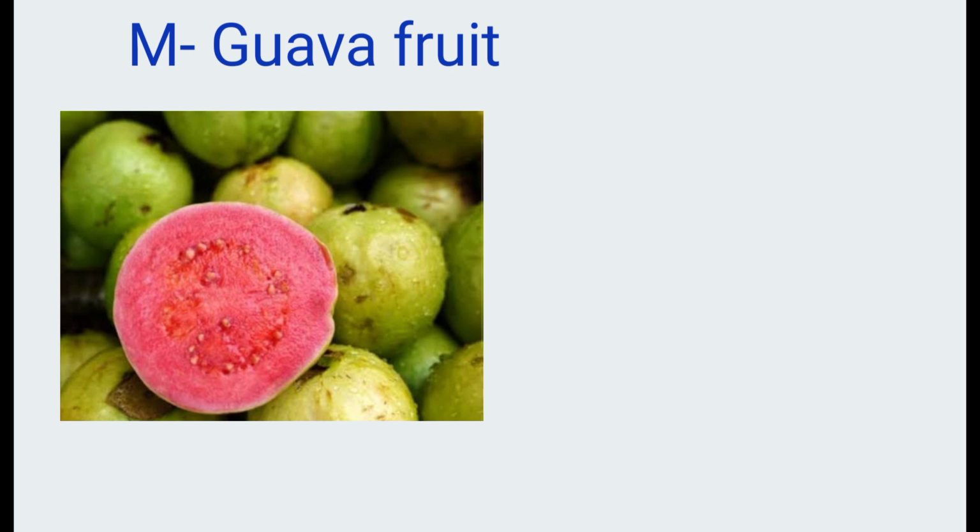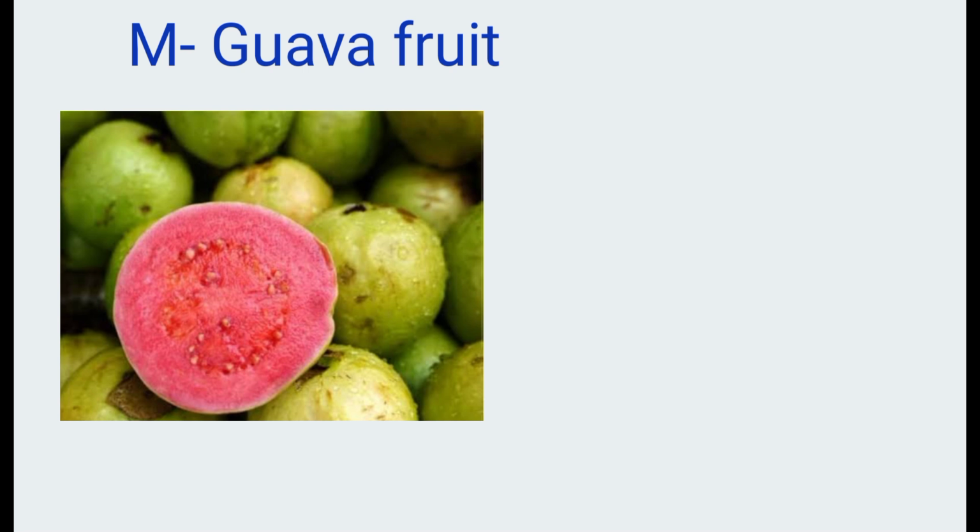Now let's talk about specimen M, guava fruit. Structure: guava fruits are berries with thin skin, fleshy pulp, and numerous small seeds. Pollination is self- and cross-pollination by insects, wind, and sometimes bats. Guava's characteristics enable fruit production in diverse environments.